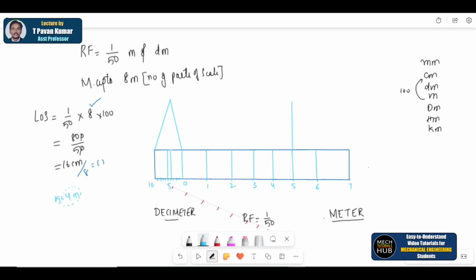Okay, 0.4 meters, something like this. And place an arrow, 5.4 meters, 5 meters, zero point 0.4 decimeter. This is how I can read two dimensions or two units, meters and decimeters, on the same scale. Alright, so I hope you understand this particular concept.